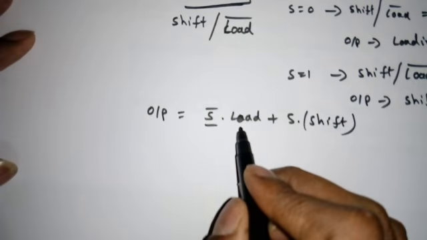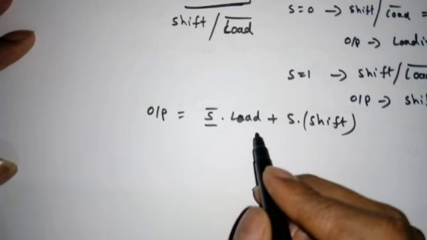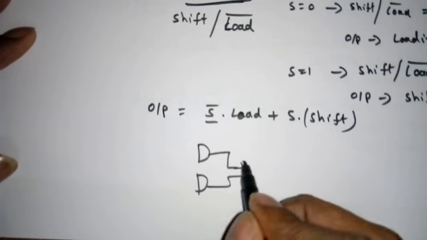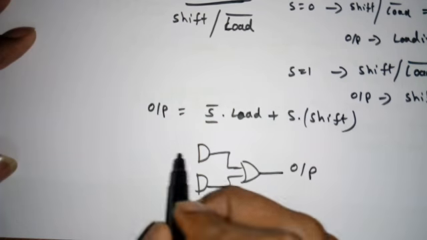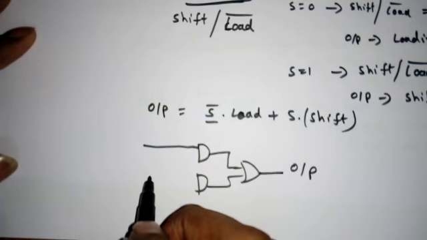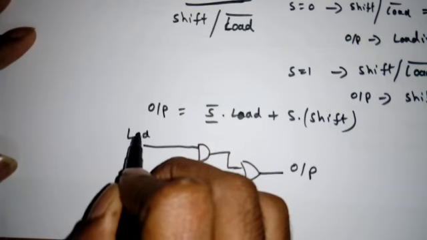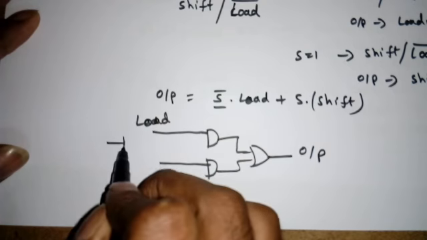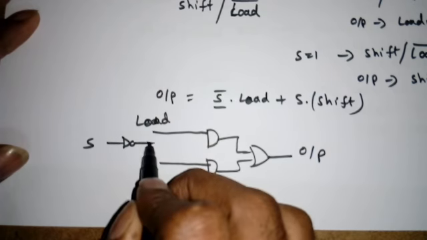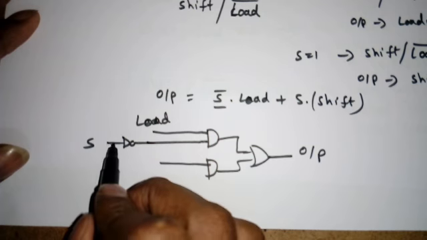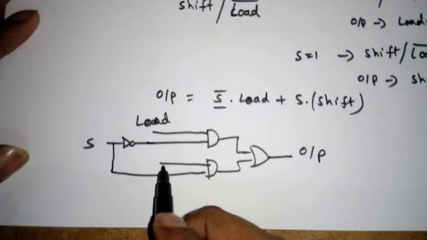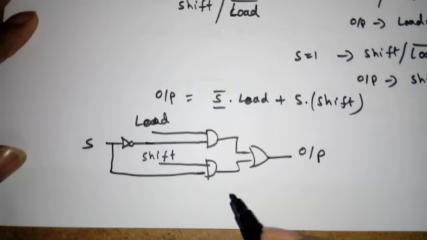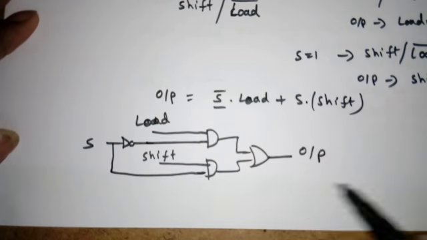Now here see, this is an AND operation, this is also an AND operation, then again an OR operation. So 2 AND gates, 1 OR gate. So this is the output. One input of these AND gates will be the loading, or we can say the input data, and one more input is coming from this select line. So this will go to this AND gate, and this S will go to this AND gate. What is the other operation? This is the shifting operation. So this is the implementation of a 2x1 mux using gates, AND gates and an OR gate.